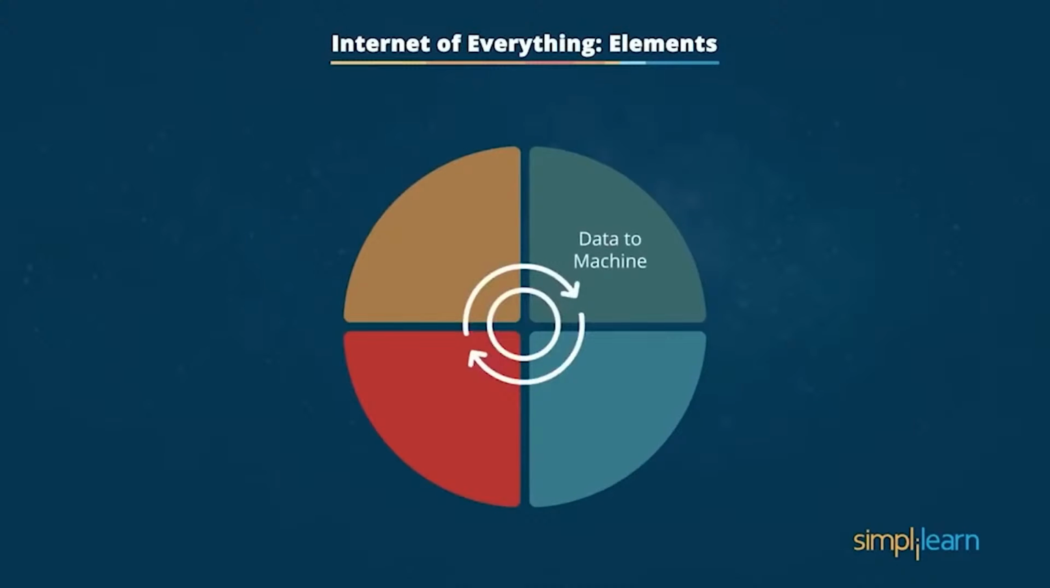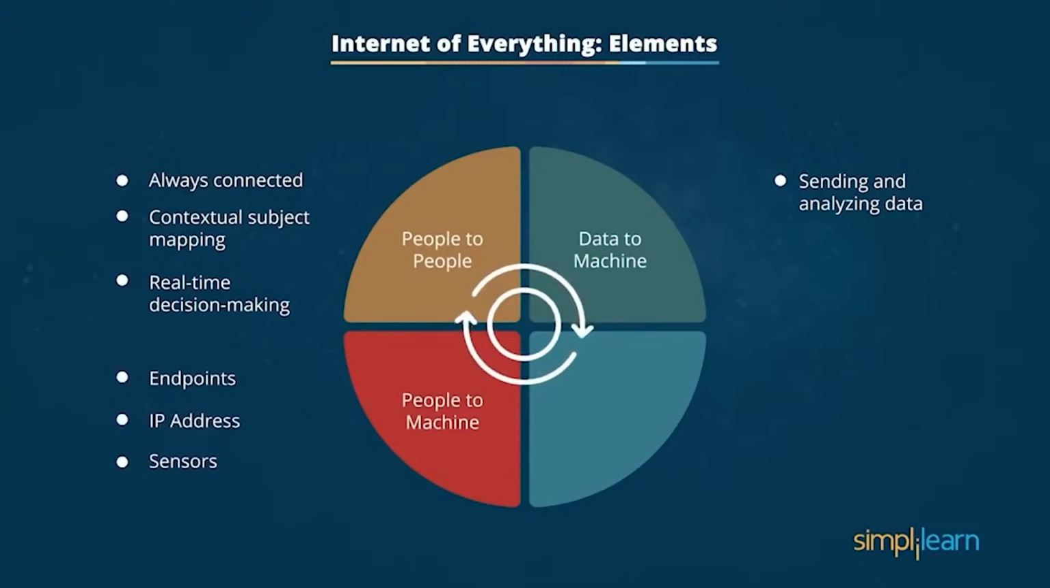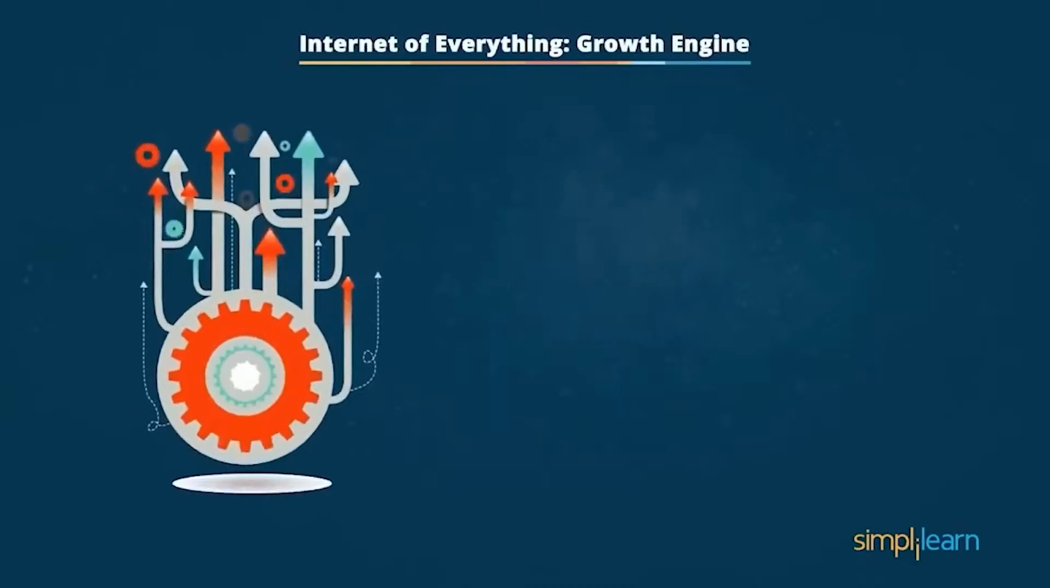The first is data, which encapsulates sending and analyzing data. The second bucket is the people, who are always connected and have contextual subject mapping with the real-time world for decision-making. The third bucket is the things which link people to machine with endpoints, IP addresses, and sensors. The last bucket is machine to data, which talks about business value and action iteration, essentially building simple models to achieve corporate results.